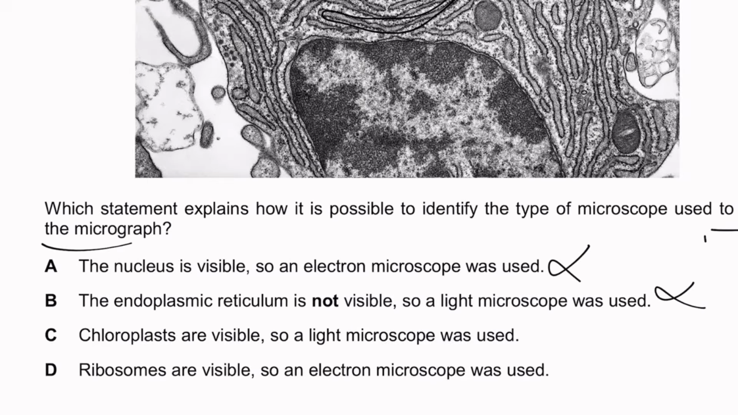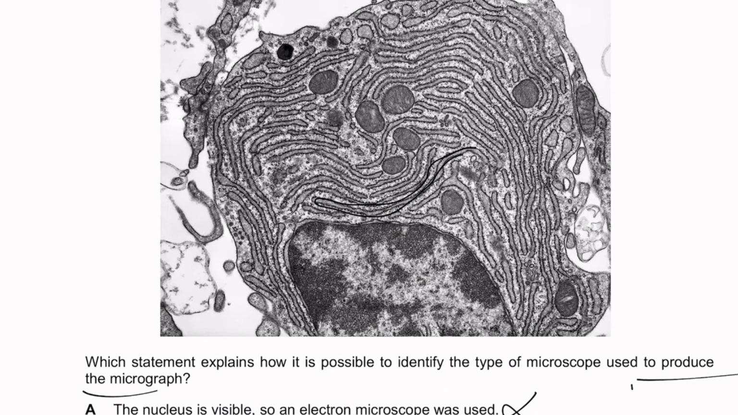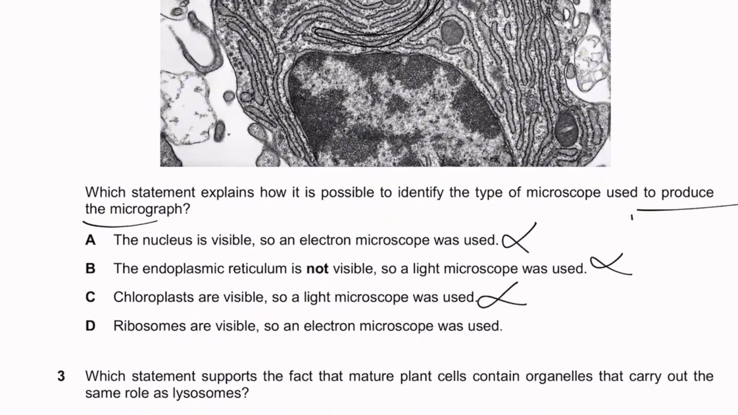Chloroplasts are visible, so a light microscope was used. If chloroplast was visible, this could mean it's either an electron or light microscope because it's visible under both. However, I'm not really sure we could see any chloroplast here to begin with, and we did not use a light microscope. Ribosomes are visible, so an electron microscope was used. Exactly. We could see ribosomes, and ribosomes are very small and require such high resolution in order to be seen, which is the case with the electron microscope.